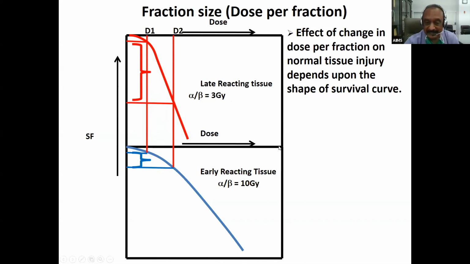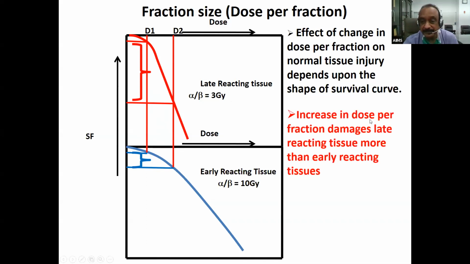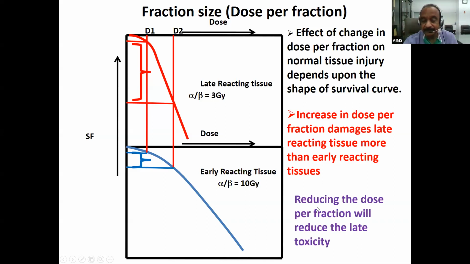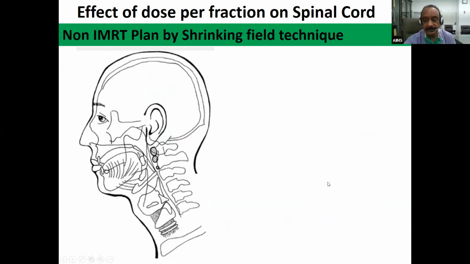So what does it suggest? It suggests that when you increase the dose per fraction, remember, it damages late reacting tissue more than early reacting tissue. Or vice versa, when you reduce the dose per fraction, it will reduce the late toxicity, which means it will cause less damage to late reacting tissue. And this has a clinical implication or clinical application.